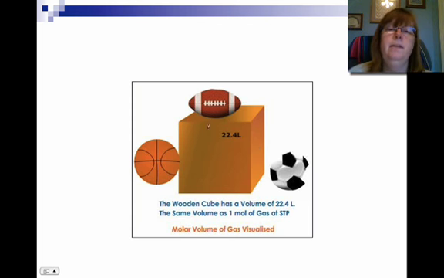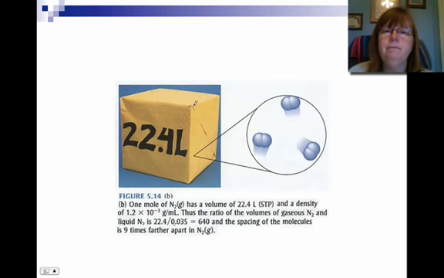This little picture is showing you this cube is 22.4 liters and comparing it to the size of a basketball, soccer ball, and a football, just to give you a visualization of the size of 22.4 liters. Again, gas molecules are very far apart from one another. They will expand to take the volume of their container. But at standard temperature and pressure, 1 mole of the gas will have a volume of 22.4 liters. This is a gas, probably hydrogen or nitrogen, because it's diatomic, so you see the 2 molecules there.